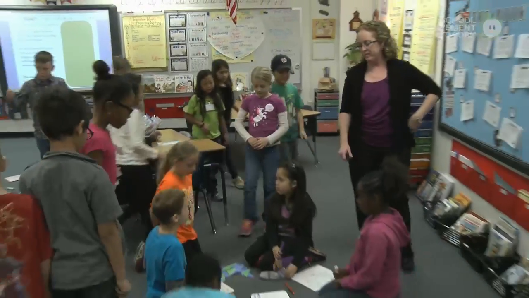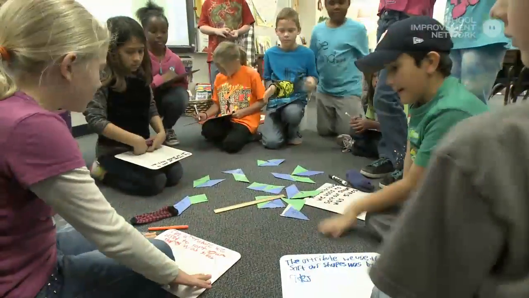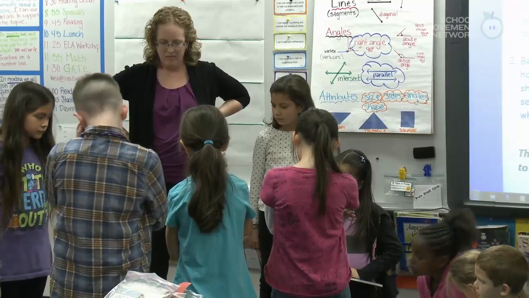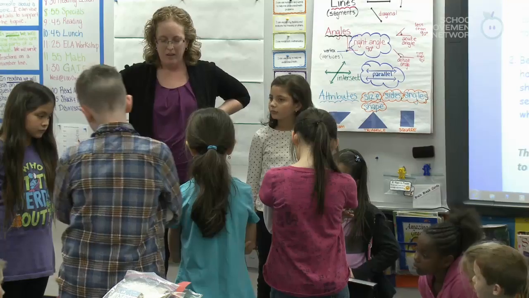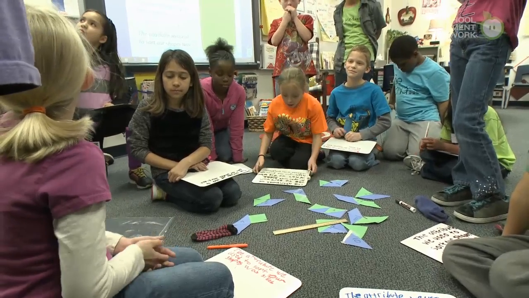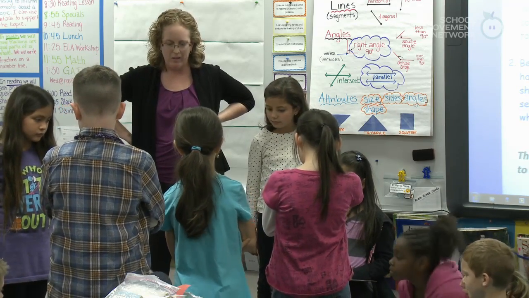Ms. Mahana calls her class together so that they can check each other's work. The attribute we used to sort our shapes was sides. So we did parallel and non-parallel. We had a debate, didn't we? Yes. You and I were debating because you were trying to prove to me that a certain set of sides was parallel, and then I was not convinced.